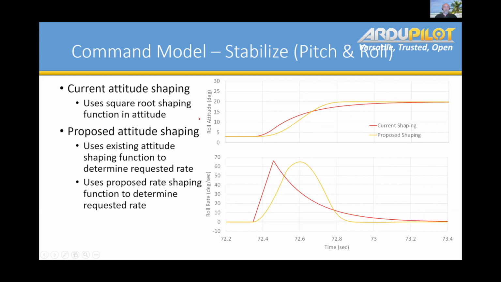And so here's the current versus the proposed for attitude shaping. The current one is this square root shaping function. Here's the red, and it achieves the attitude very nicely, but the rate is really jagged and unrealistic for any vehicle to follow. And so it makes it very difficult to follow. What I'm proposing is that I used the existing attitude shaping function to determine the requested rate, and then my proposed rate shaping would shape that rate to get it there in a much nicer, more realistic response for the aircraft.